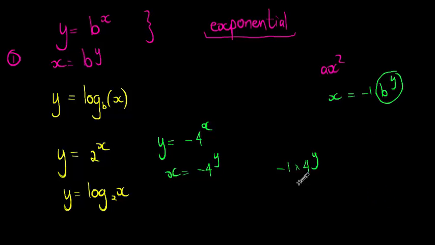Okay. So in order to progress, I must first get rid of the negative. I can't apply a log until I have a base and exponent all by themselves on the one side. So this becomes negative x equals 4 to the power of y. And then the same thing applies. My exponent becomes my answer. My base stays my base. And my answer goes inside there.